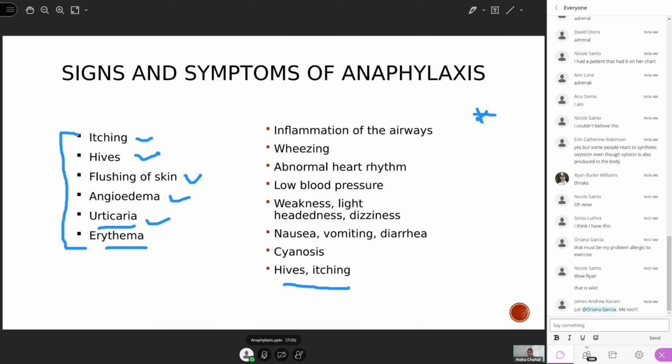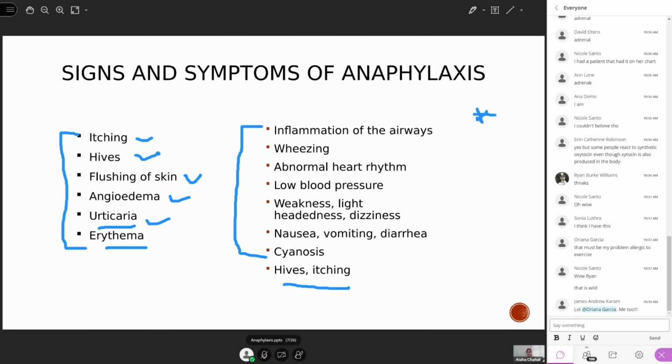And the systemic signs and symptoms will be these ones, right? So what happens is inflammation of the airways. If you are clear about the pathophysiology, these symptoms come naturally, that it dilates the capillaries and it constricts the bronchioles. That's what histamines are doing. So what it's going to do, inflammation of the airway because of dilation of capillaries, wheezing because of constriction of bronchioles, abnormal heart rhythm, dysrhythmia, because the blood volume is low, the cardiac output is low.